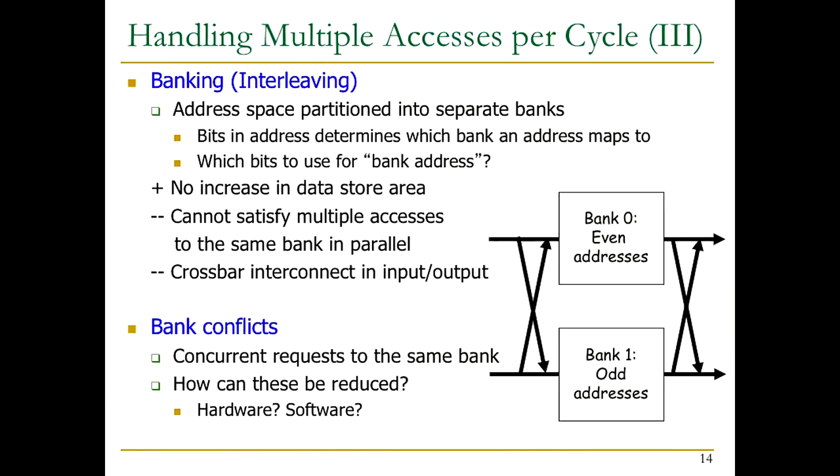You can use hashing in the bank bits, right? You can use a randomizing hash function that minimizes the probability of bank conflicts. Certainly, that's possible. That's one way of doing it in hardware. Or maybe in software, you can somehow try to schedule instructions such that things that are accessing even addresses are not scheduled at the same time, right? That's possible also. So again, there are many potential ways of reducing it.